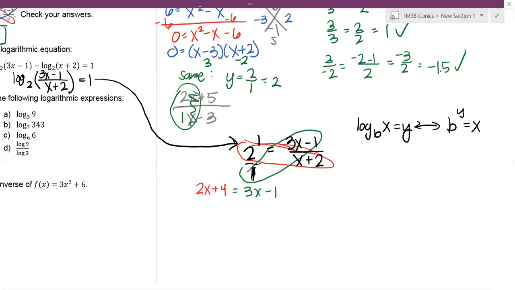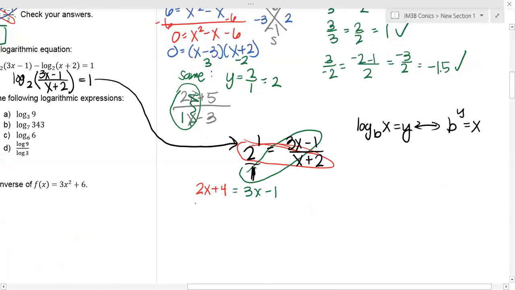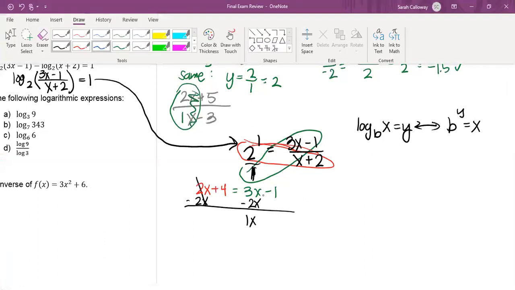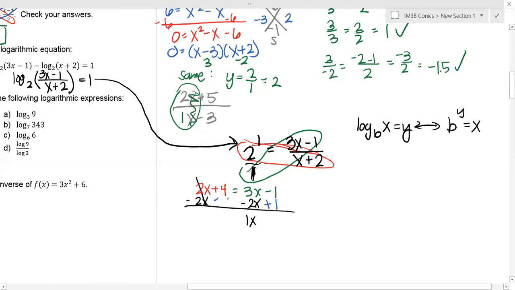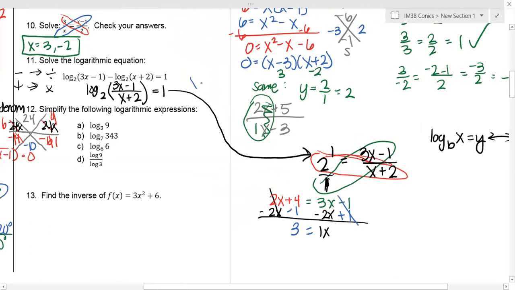So I need to solve for x, which means I need all my x's on one side. So since 3 is positive or bigger, let's move the 2x over. And then that'll give us 1x over here. At the same time, let's also add the 1 so that we can do it all in one step. That gives us 3. So 3 equals 1x. That means that x equals 3 for this problem.